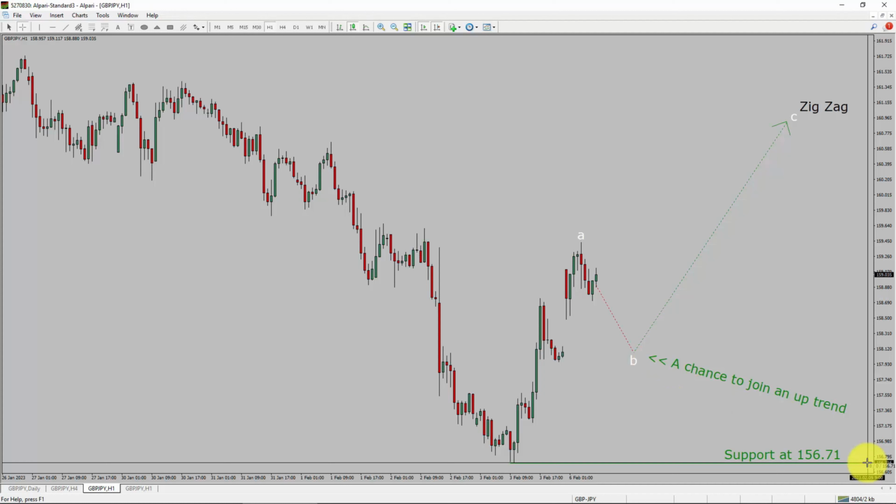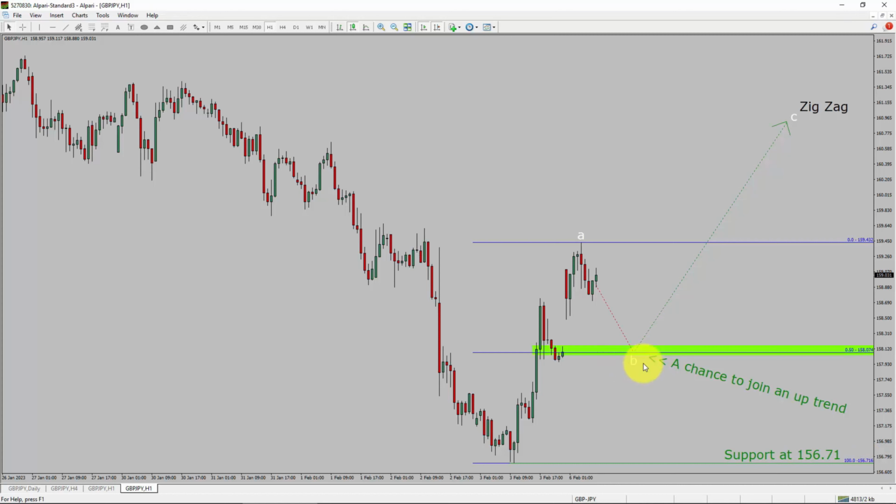A decisive bearish break below 156.71 support level is going to end uptrend in 1-hour chart of Great British Pound versus Japanese Yen currency pair. To be more specific, the green color highlighted area offers a buying opportunity, which is the previous fourth wave of one lesser degree. Take note, you must always trade with money management rules to control risk.